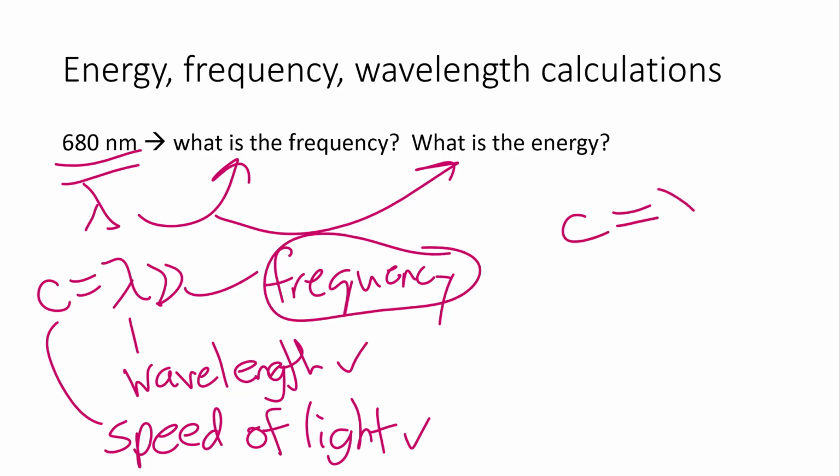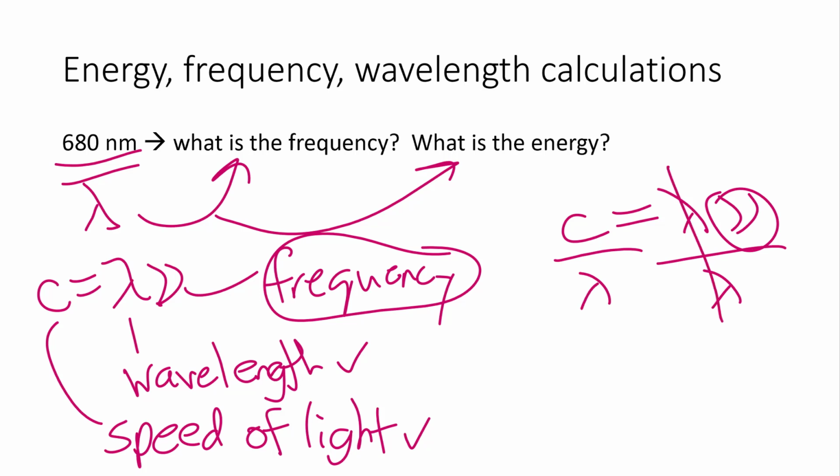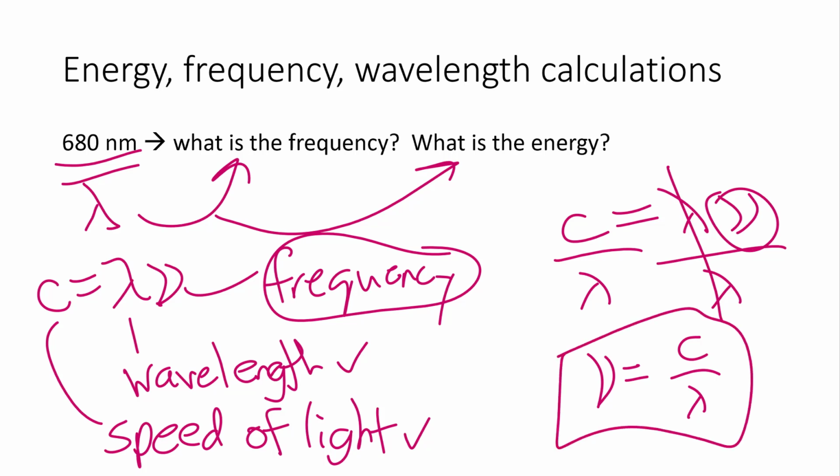So what you do is, you have your equation, and if I want to solve for this, I divide both sides by lambda to get lambda by itself. You see the lambdas actually cancel. So our equation is lambda equals c over nu. So I'm going to take this equation, and on the next page I'm just going to plug my values in.